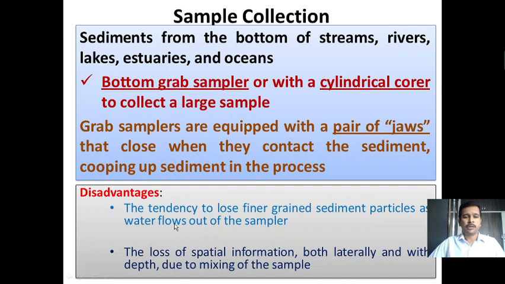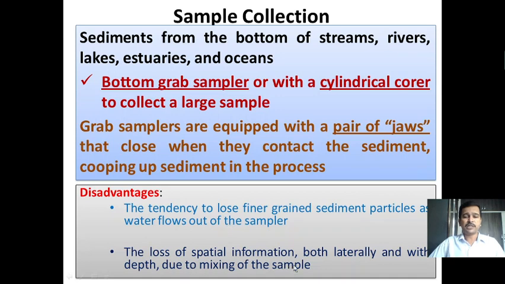But while doing so, the tendency to lose finer grain sediment particles as water flows out of the sampler can be seen, because this bottom grab sampler will be coming up and water flow will be there. The velocity of the water flow we must consider. So due to the flow of water, the finest grain sediments might be lost from the bottom grab sampler. So all those components which are present in the sediment have not been collected. This will be the disadvantage.